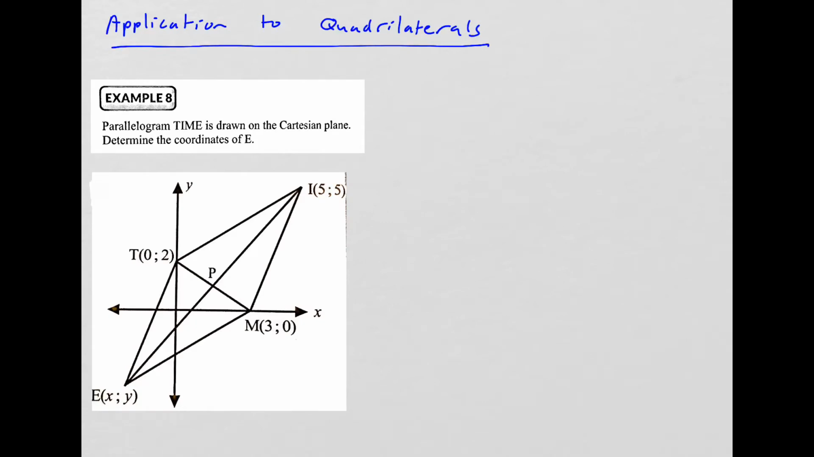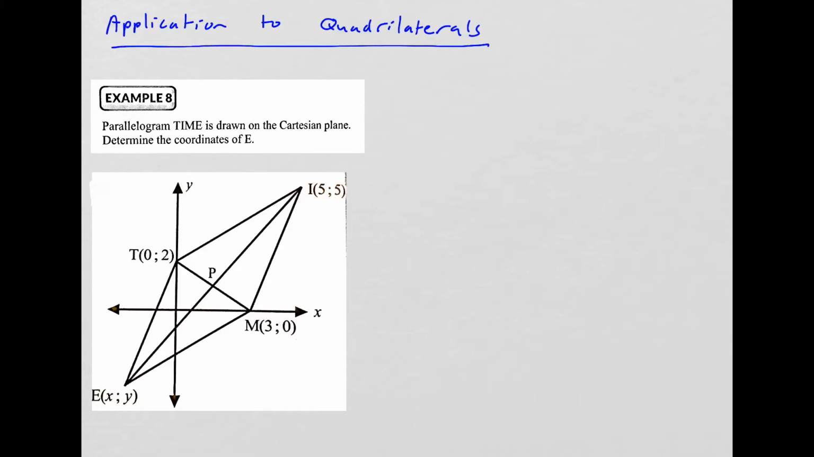Example 8 on page 86 of your textbook. Parallelogram TIME is drawn on the Cartesian plane. Determine the coordinates of E. Right, so from the given information, and you need to also be able to apply your knowledge of quadrilaterals, in this case a parallelogram, the diagonals of the parallelogram bisect each other, which means that P is the midpoint of both line IE and TM.